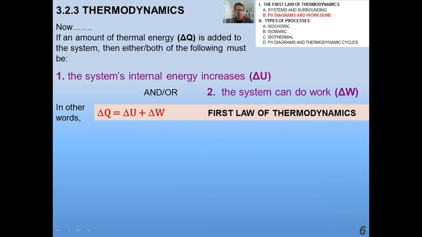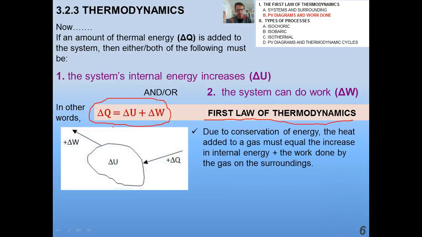In other words, delta Q equals delta U plus delta W. This very important consideration of physics is called the First Law of Thermodynamics, and you need to be generally aware of this. And it makes sense. It's really just a statement of the conservation of energy and also the work energy theorem. You put energy into a system, the only things that can happen is that system can do work and or that system's internal energy increases, if it's a closed system, okay?